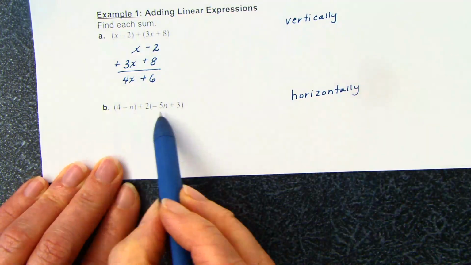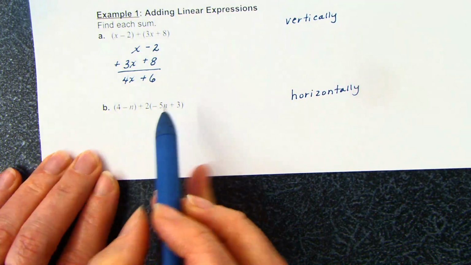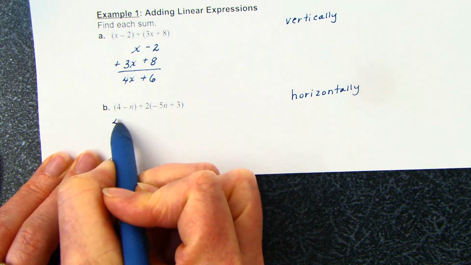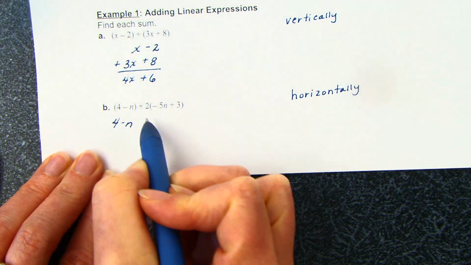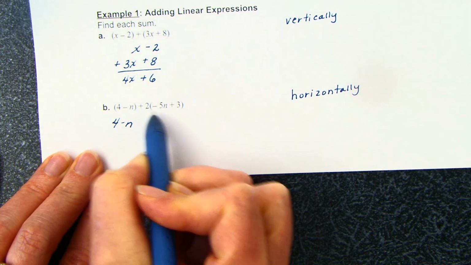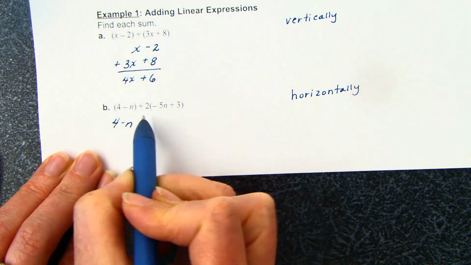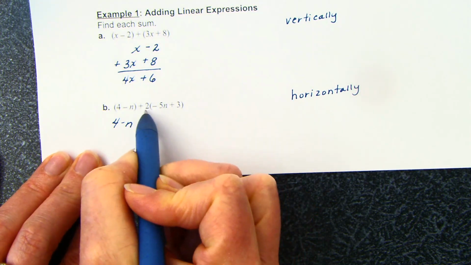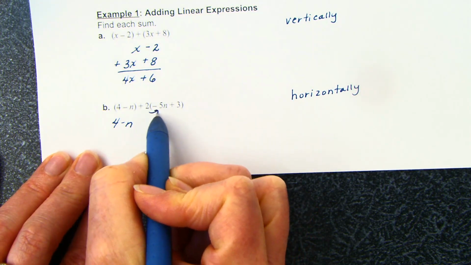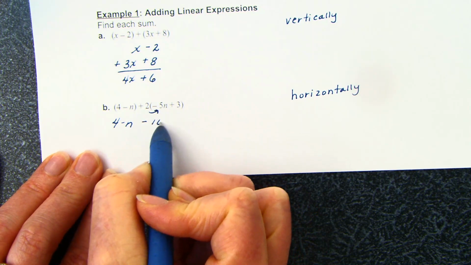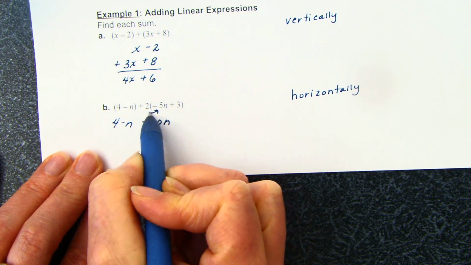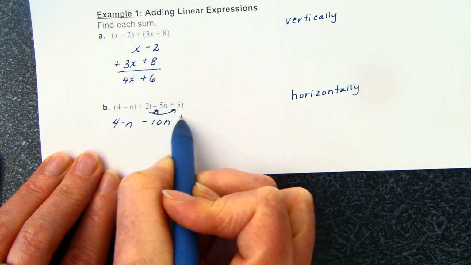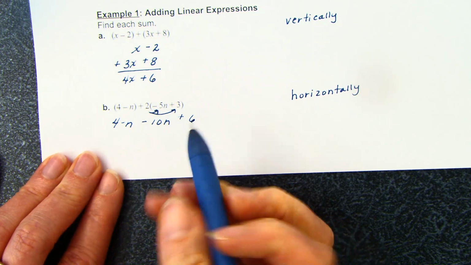And then we have this one, we're going to work horizontally. So I've got 4 minus n. I'm just going to bring that down. But then I have to distribute this 2 to everything in the parentheses. It's a positive 2, so that makes it a little easier. So we're going to do 2 times negative 5n is negative 10n. And the 2 times 3, positive 2 times positive 3, is positive 6.